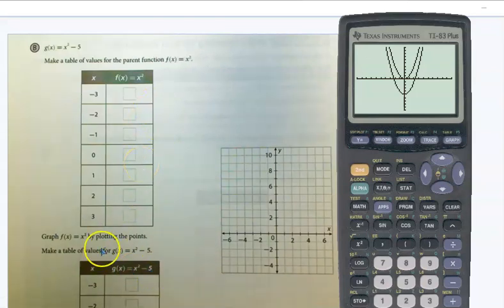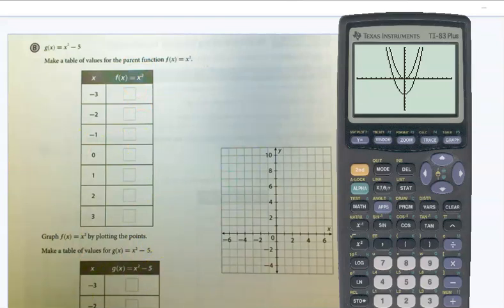Yes, and we'll get to those. But right now we're just seeing one at a time what happens when we change one particular thing. Right now we're changing the k value, translating it up or down.